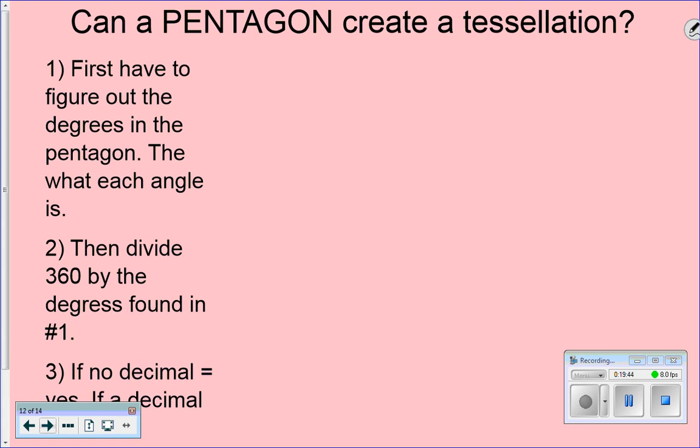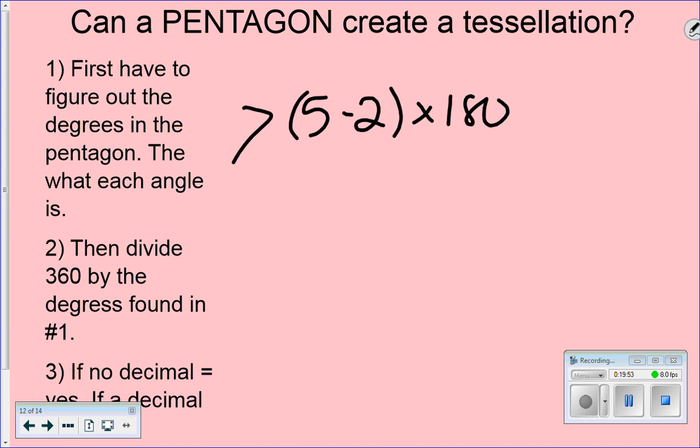So I made some steps for you. The first step is doing everything we just did. You're given the pentagon. It's got 5 sides. First step is to figure out the sum of all the degrees, like we just did, using our equation, and then find what one angle is. You guys know how to do that. So you're going to find the sum of all of them, and then break it down to what one of them would be.